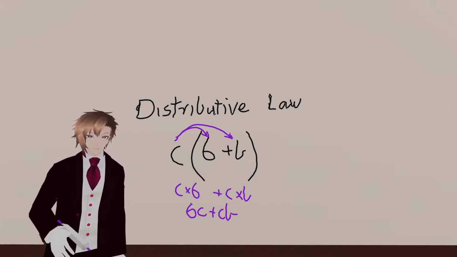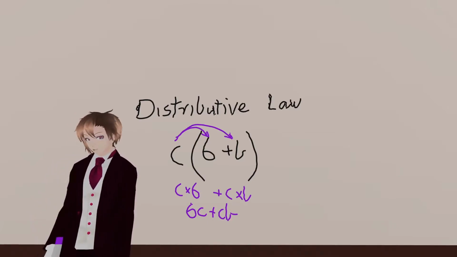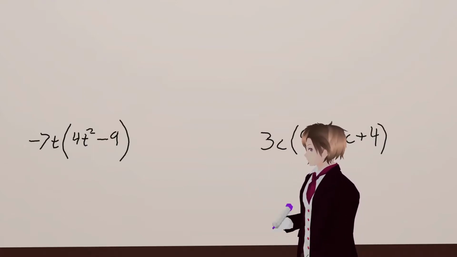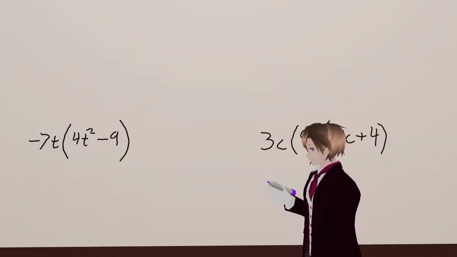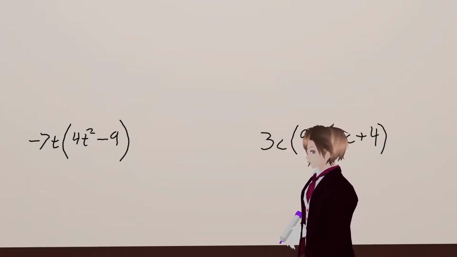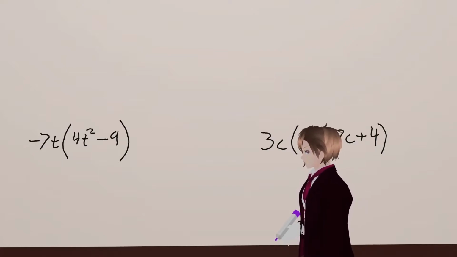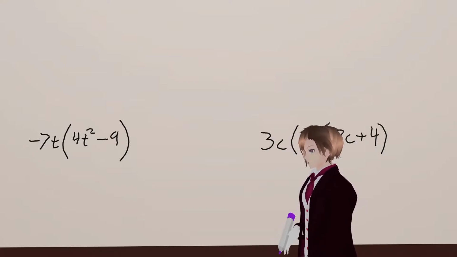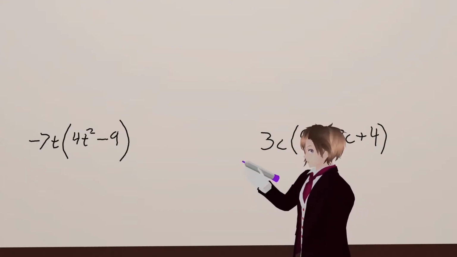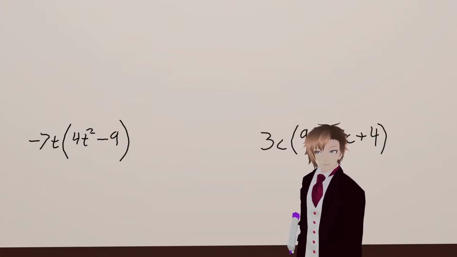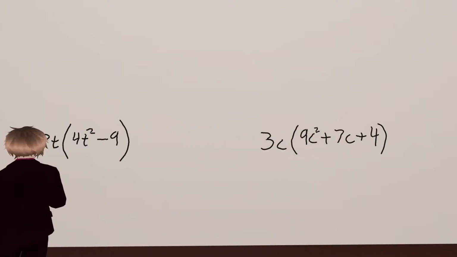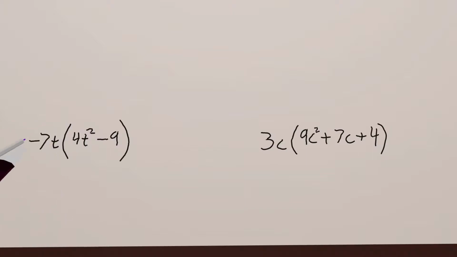Let's have a look at a few more examples that are a little bit trickier. So here we have some negatives, some powers, and some pronumerals. Our first example, we have negative 7t bracket 4t squared minus 9. Let's distribute our negative 7t with our 4t squared and our minus 9. We're going to multiply this by this, and we're going to multiply this by this.